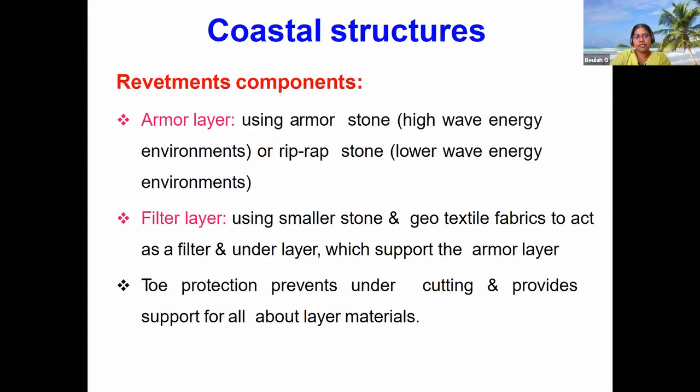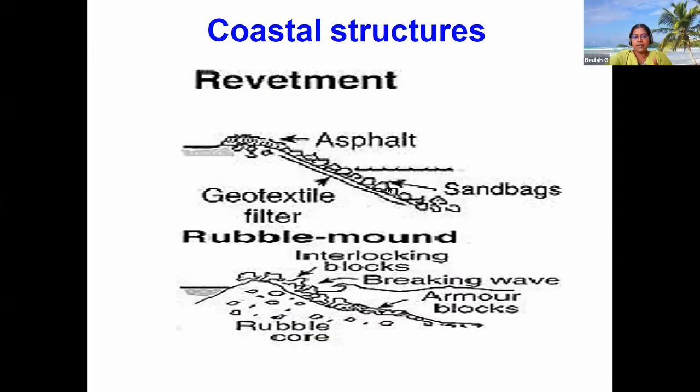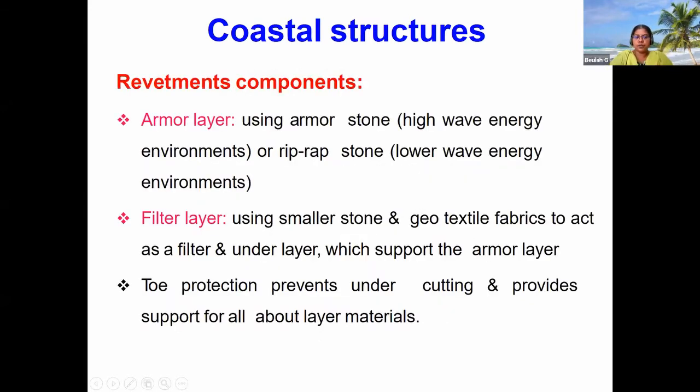As I explained in the previous slide, you can see the armor layer, filter layer, and toe protection mechanism. The armor layer is for high wave energy environments, and riprap stone is for low wave energy environments. The filter layer is the geotextile fabric acting as a filter under the layer which supports the armor layer, as I showed in the previous slide. It protects the armor layer, which is placed above the geotextile. The toe protection prevents undercutting and provides support for all the layer materials.